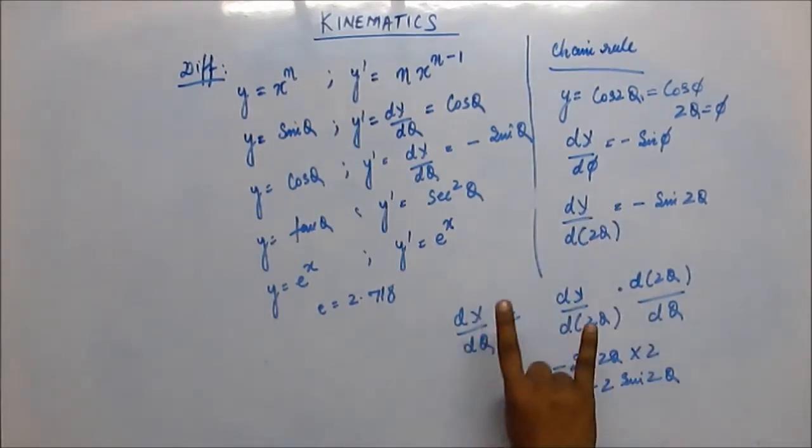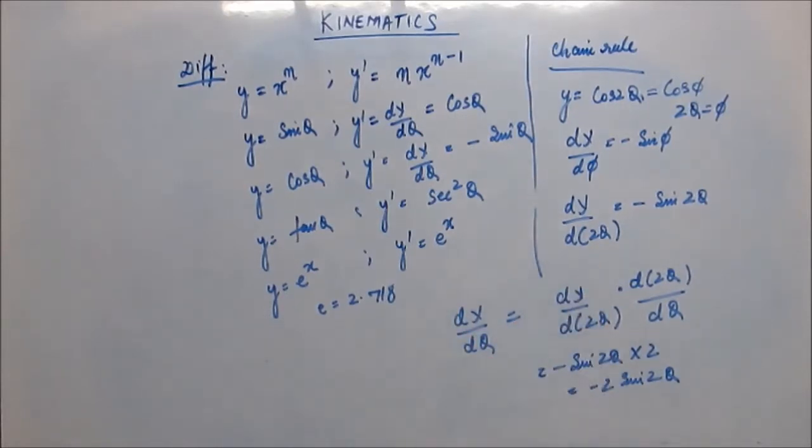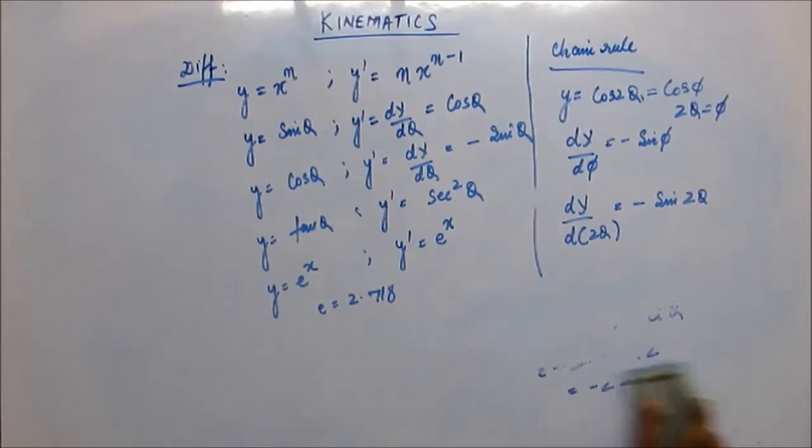So you follow a chain. First you differentiate the function and then you go inside and differentiate the argument. Differentiation of the argument, which is 2 theta, is 2. So you multiply both. This is called chain rule. Okay. So we will practice a little more on this chain rule.